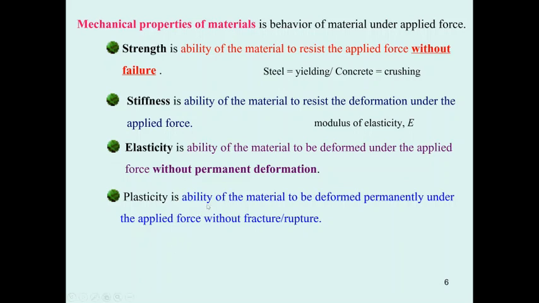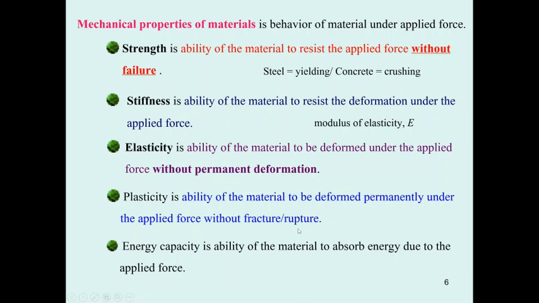So that means the steel has very large plasticity. The definition of plasticity is the ability of the material to be deformed permanently under the applied force without fracture and rupture. For the stress strain diagram, if you recall, we separate it into the first part, elasticity, and the second part, plasticity. Okay, and the last one is the energy capacity of the material.